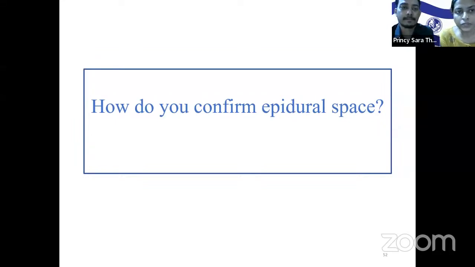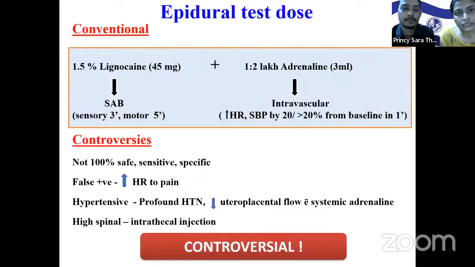Next method to confirm the epidural space is the conventional test dose. That is, the recommended conventional test dose is injection lignocaine 1.5% with adrenaline 1 in 2 lakh concentration. So if the catheter is intravascular, we are expecting an increase in the heart rate and systolic BP by 20 or 20% above the baseline.